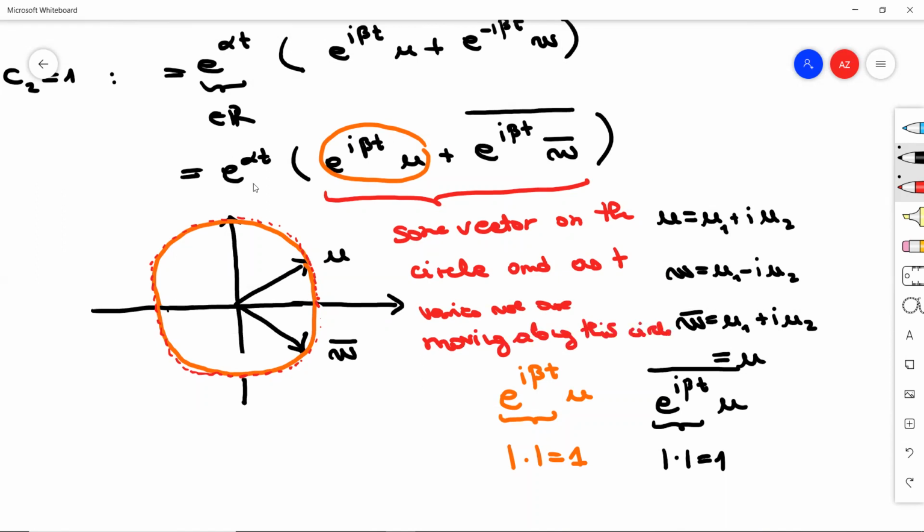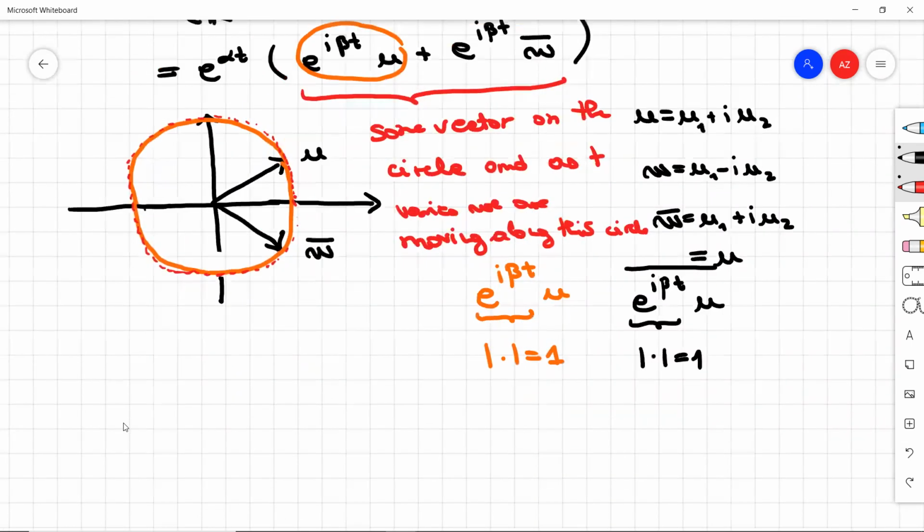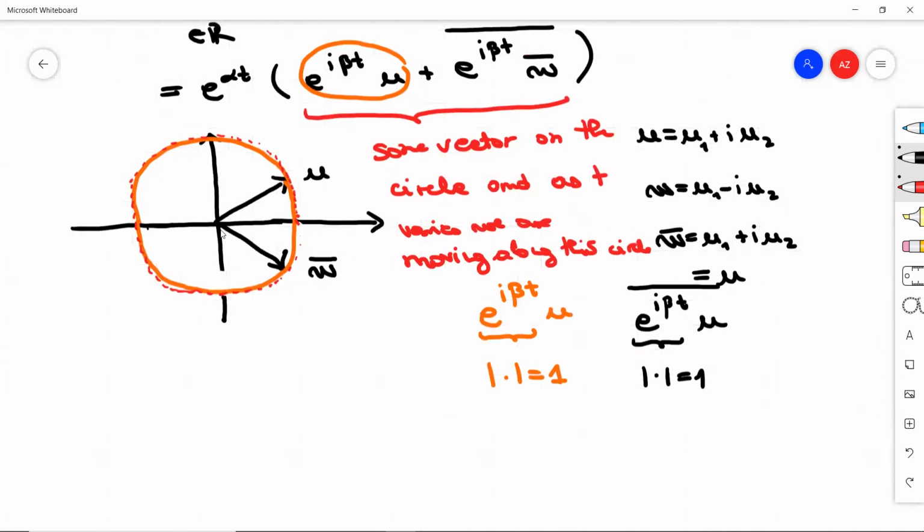So if there wasn't this part e to alpha t, then the curve would be a circle. And for different C1 and C2 we would be on different circles. So the phase portrait would then look like a family of circles with centers in the origin. But now we have to also take into account the impact of this e to alpha t.